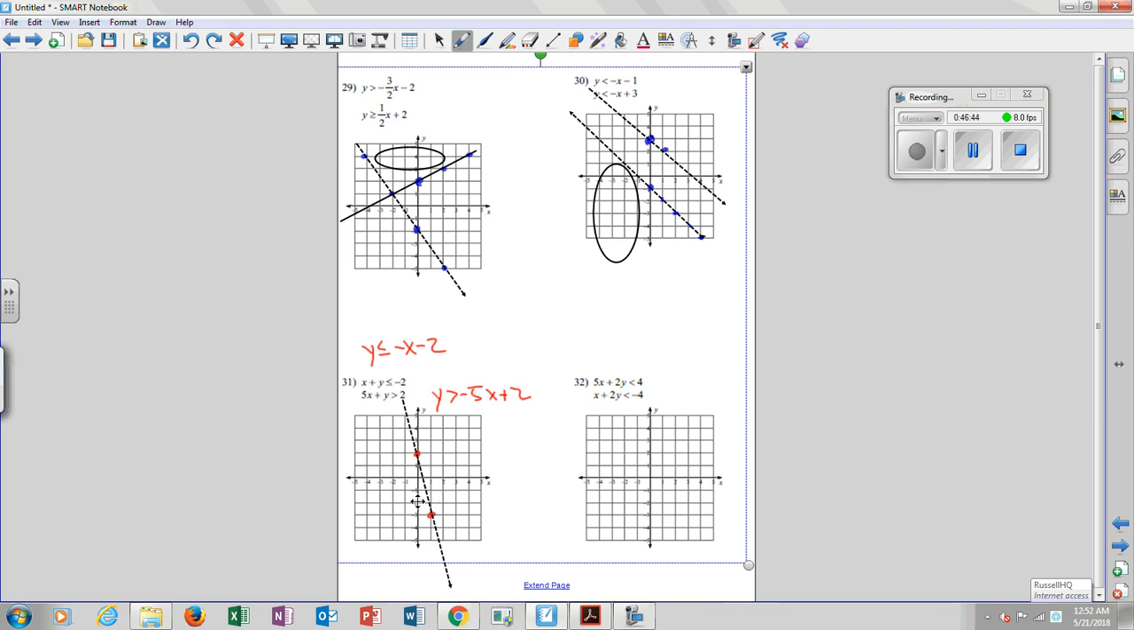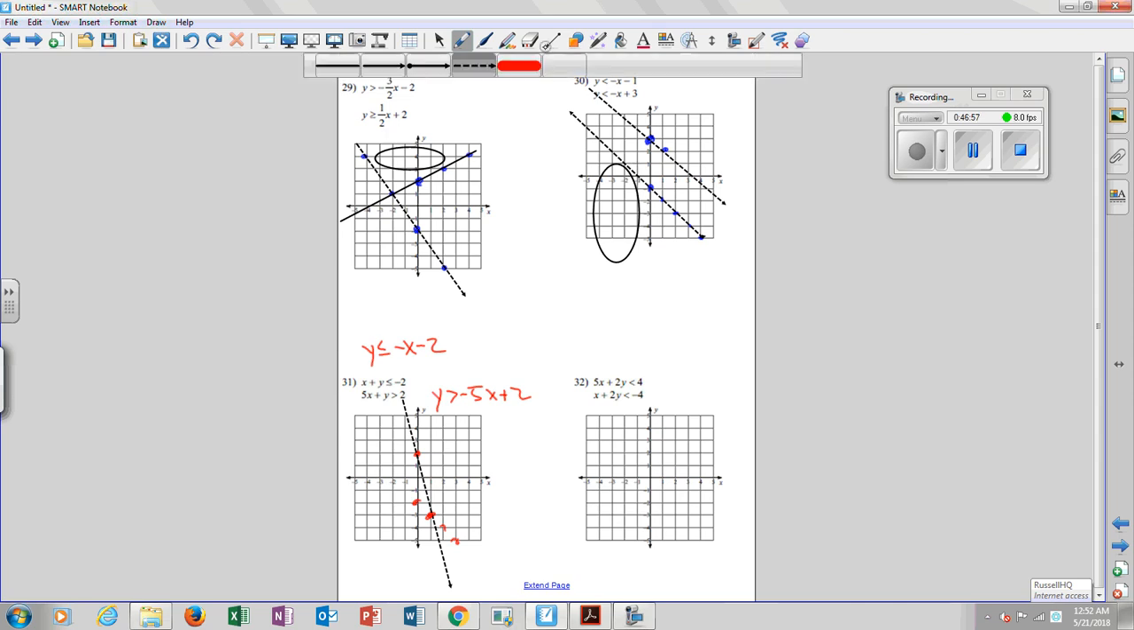Second equation, down 2. You go down 1, right 1. Down 1, right 1. Down 1, right 1. And then it's a solid line because there is an equal sign. And you would shade everything below it. So it's everything below this line and above this line, which means it's this tiny little section right in here.